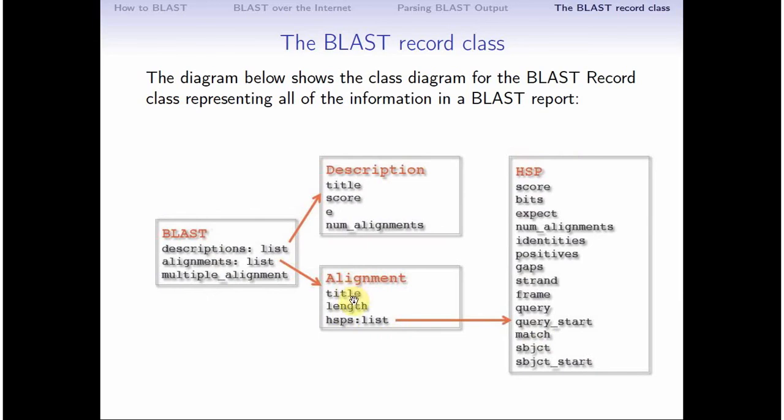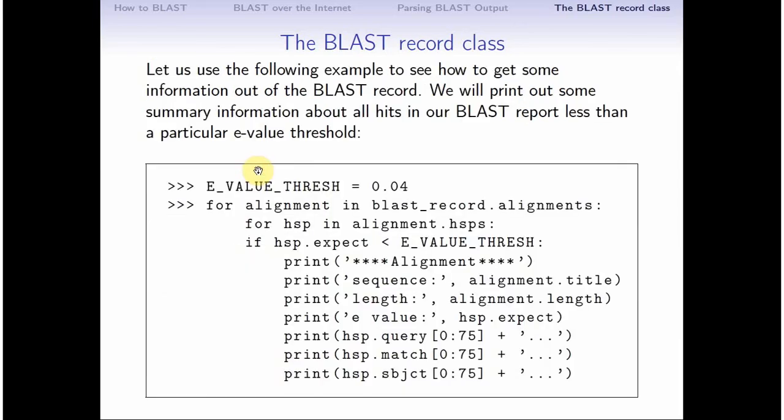Later, through the example, you will see what it means: title, length and the HSPs. These are the things that we need. All of these are the information contained in the blast output for each single output. Let us use the following example to see how we get some information out of the blast record. There is a lot more information that you can get depending on what you want and what you need. For this example, let us print out some summary information about all the hits in our blast report that are less than a particular E value threshold.